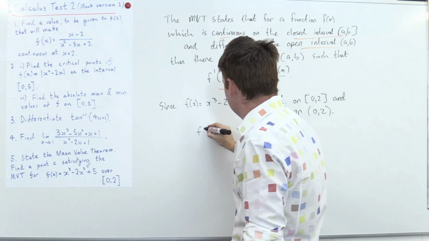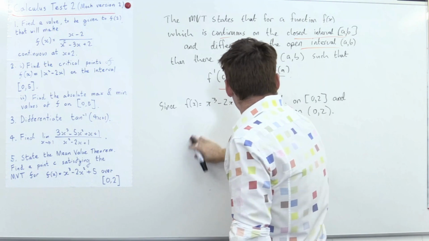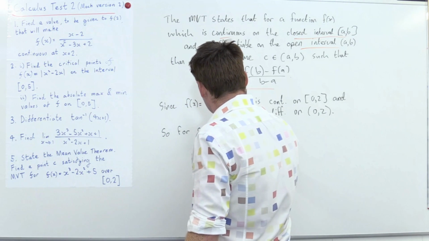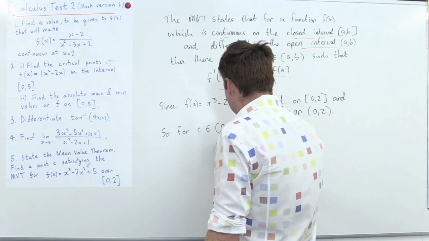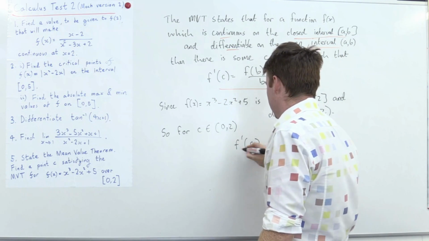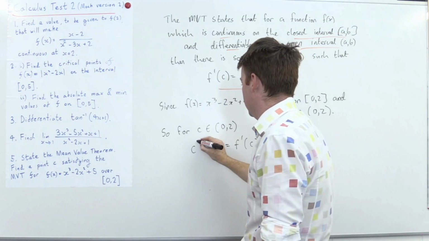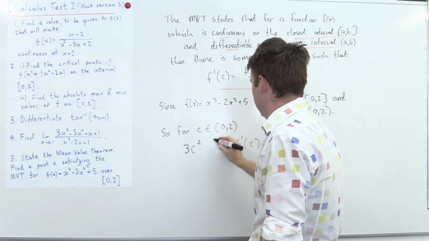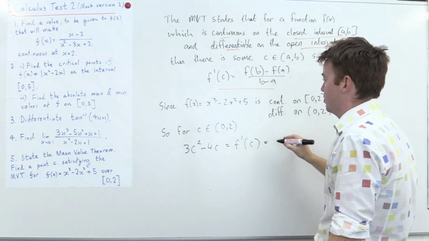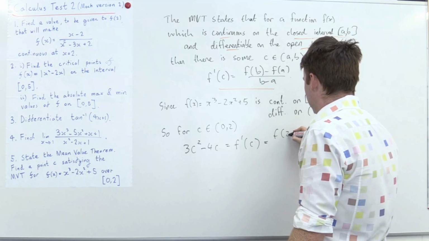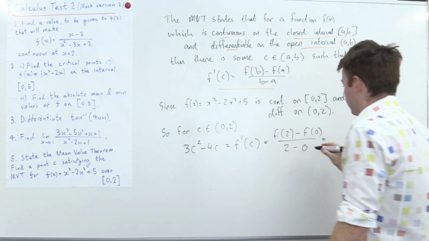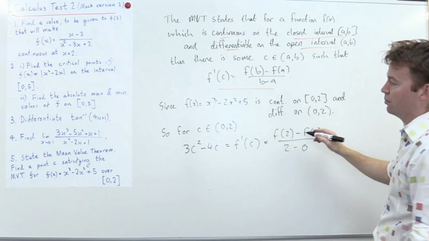Then f prime of c. Let's just do what this is. F prime of c, which is 3c squared minus 4c, is equal to f of 2 minus f of 0 over 2 minus 0, which is equal to, well, f of 2, what is f of 2?